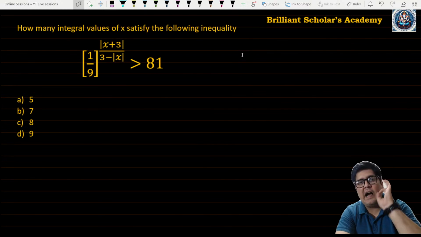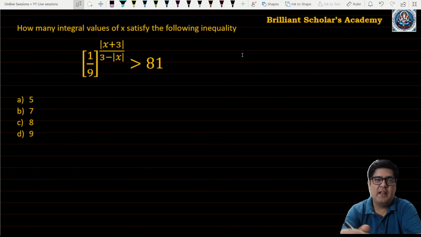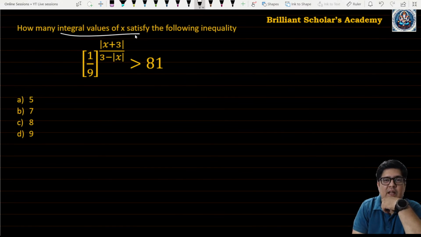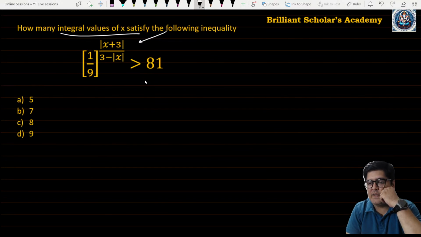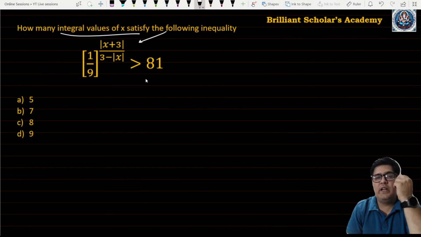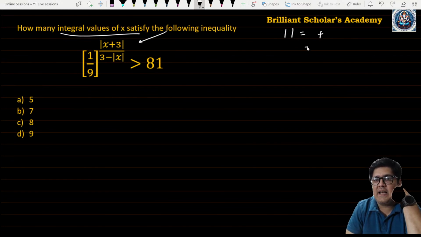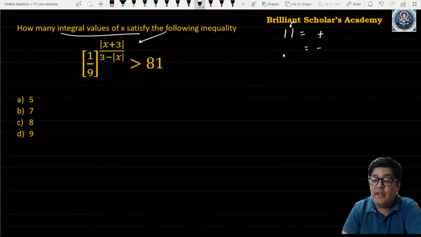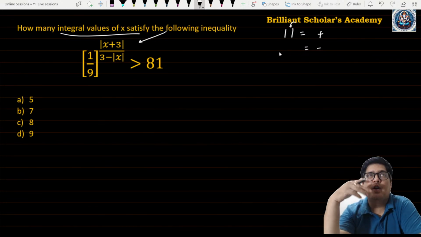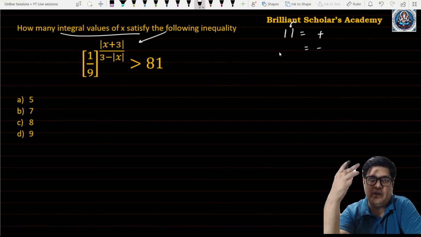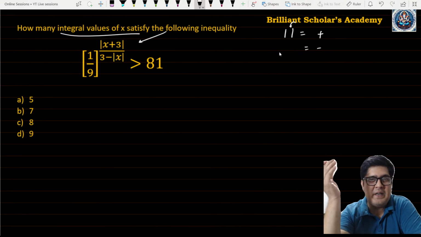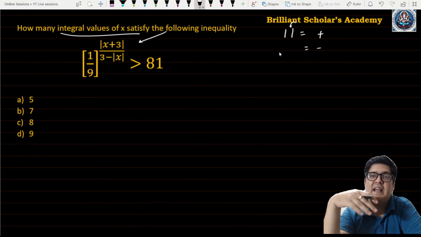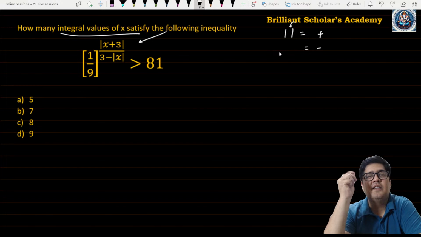So what does the question say? How many integral values of x satisfy the following inequality? X must be an integer. It must satisfy the inequality. The inequality must be true. So again, you need to understand how modulus works. A modulus opens with a plus sign and opens with a minus sign based upon what is inside. If the value inside is -4, you multiply -1 with it to make it positive. If the value inside is 4, you keep it outside as it is. So what is inside decides the sign of the modulus in the equation.